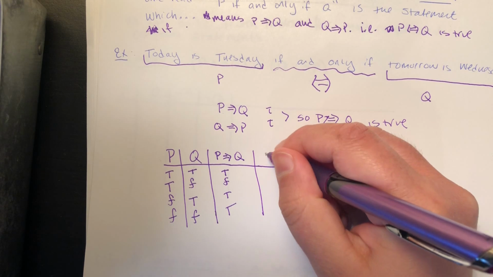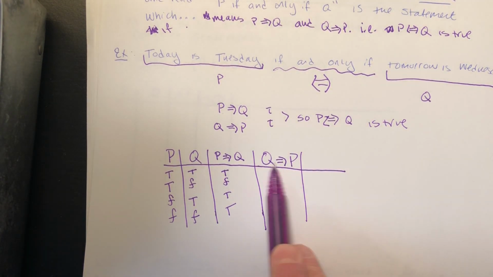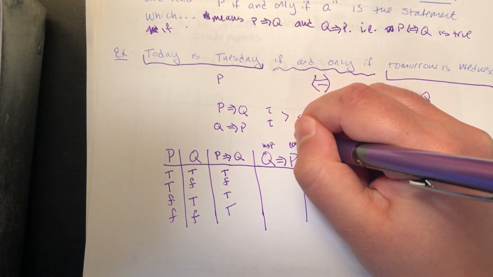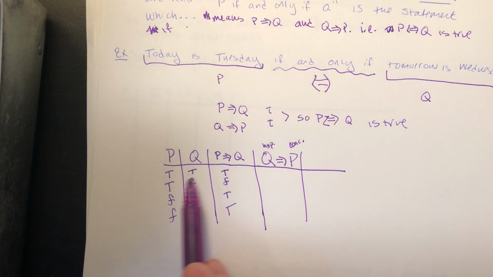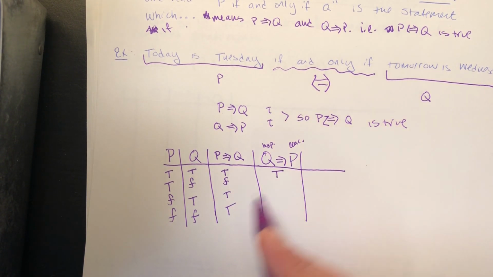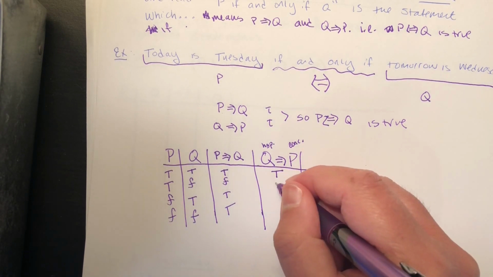Now this is a biconditional, so we also want to find the truth values of Q implies P. All right, now we've swapped our hypothesis and our conclusion. So Q is our new hypothesis, and P is our new conclusion. In the first case, we would have a true hypothesis and a true conclusion, so the whole thing's true. In the second row, we have a false hypothesis. Remember, anytime the hypothesis is false, it doesn't matter what the conclusion is. Hypothesis is false, that means the whole thing is vacuously true.